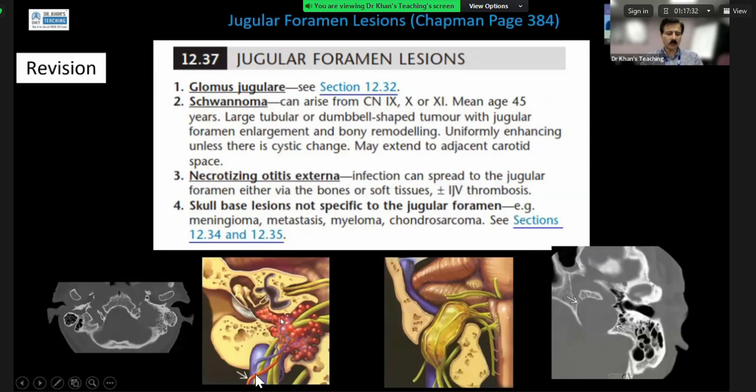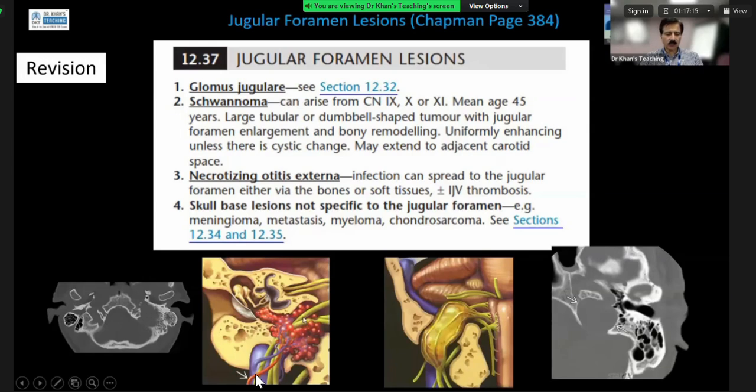We call it a glomus tumor. If it is at the carotid bifurcation, we call it a carotid body tumor. If it is at the jugular foramen, we call it glomus jugulare. If it is in between, we call it a glomus vagale.